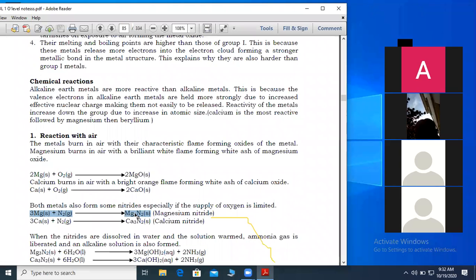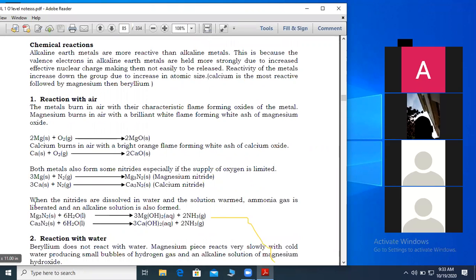The formula for magnesium nitride, remember, the valence of nitrogen is 3 and the valence of magnesium is 2. Then calcium, the valence of calcium is 2 and the valence of magnesium is also what? Also 2. So the formula for calcium nitride, we put a 3 on calcium and a 2 on nitrogen. Now there is something very important here.